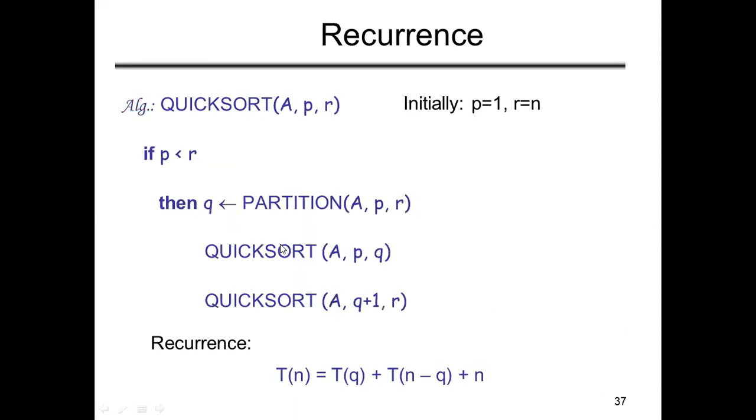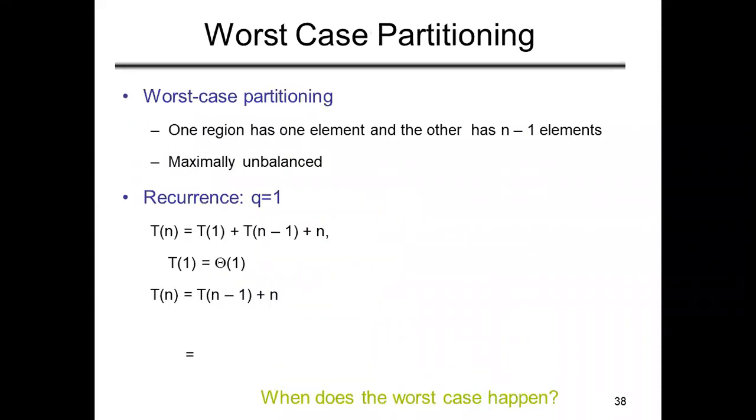Now, quick sort has a recurrence relation. Already you know quick sort is a recurrence relation, which recursively calls itself. We divide the given problem, the list of array elements, into two parts, and we recursively apply this quick sort algorithm on those two parts.